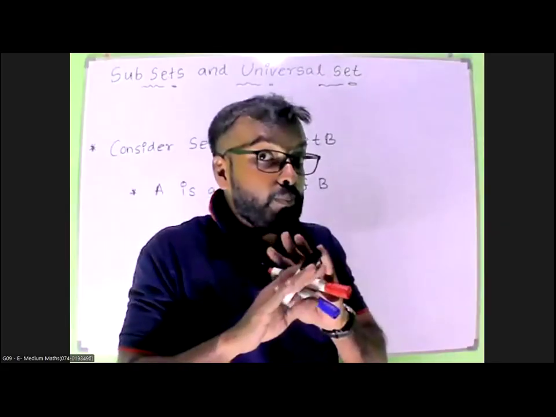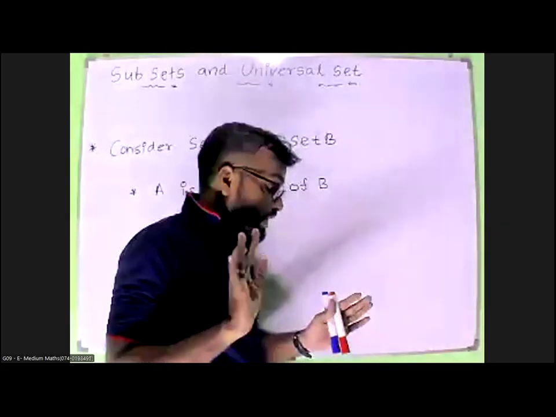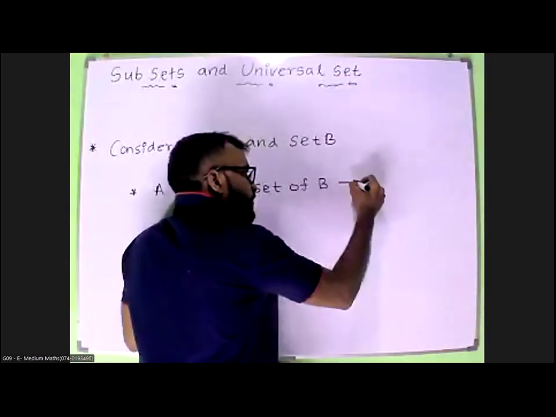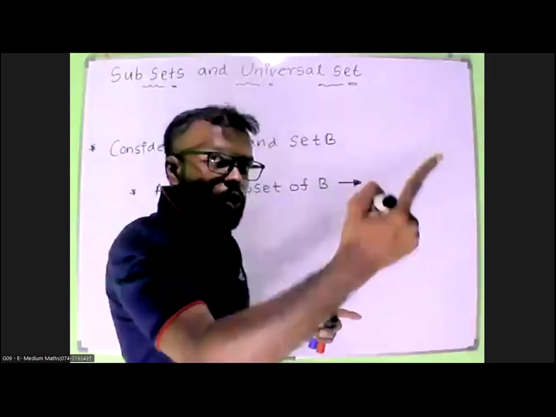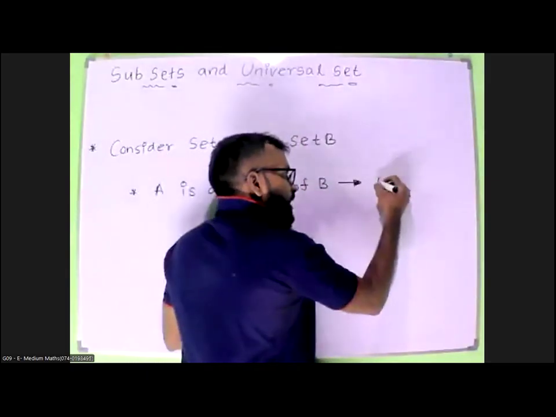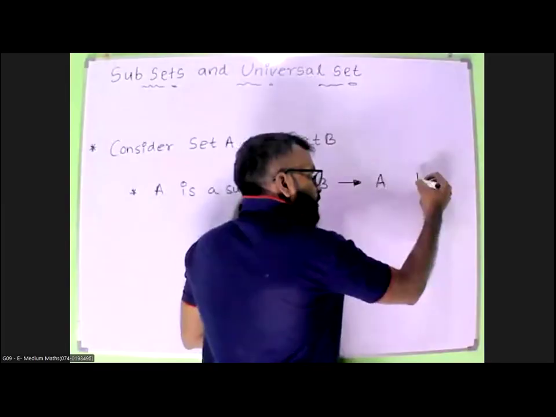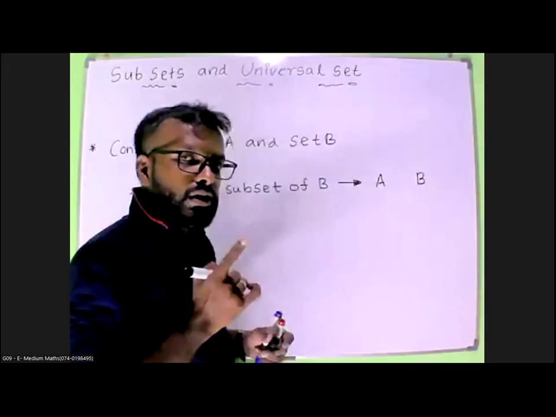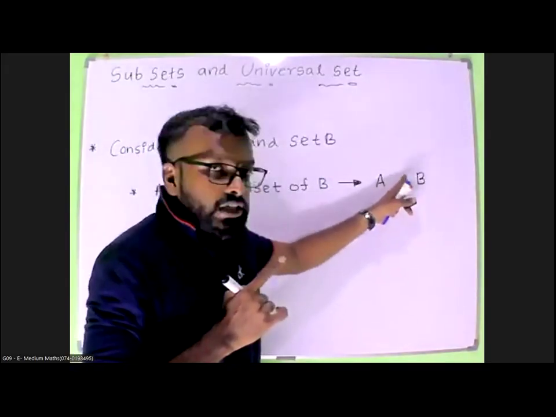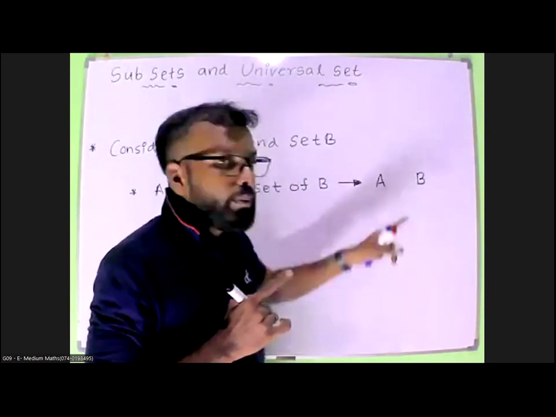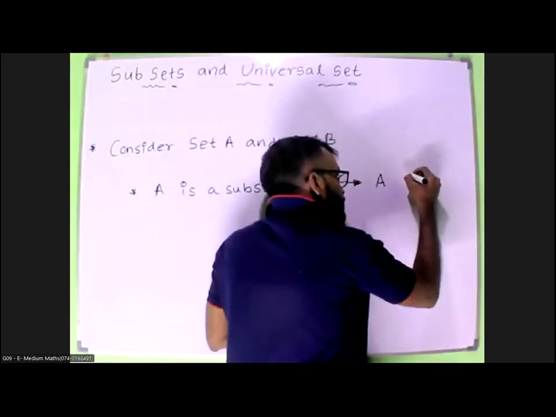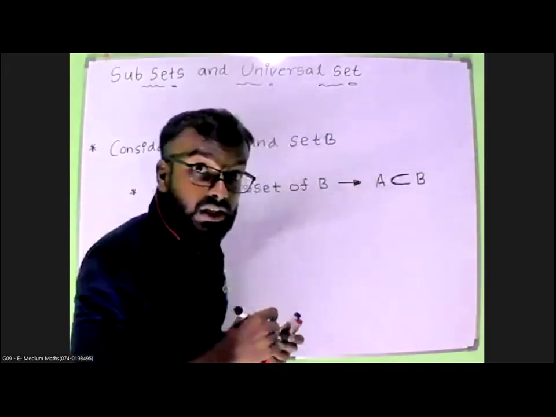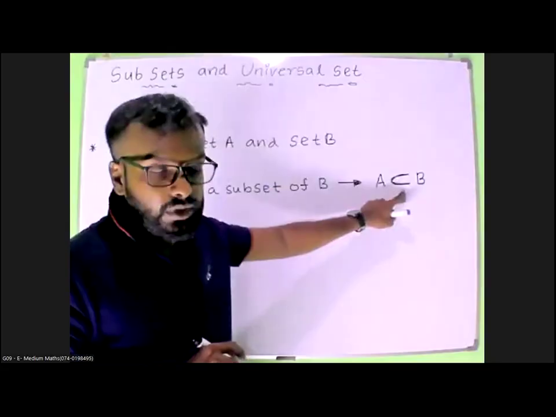But don't capitalize it. Right now look at the statement: A is a subset of B. So I will write it like this. What is the notation that I should write in the middle? It is something similar to C. This is not C, something similar to C.